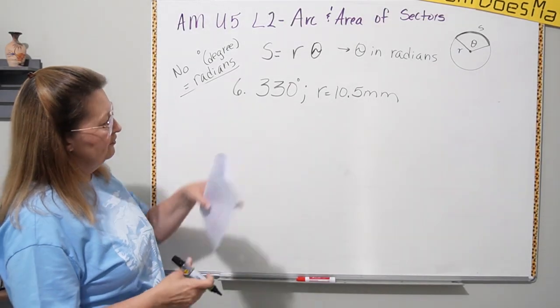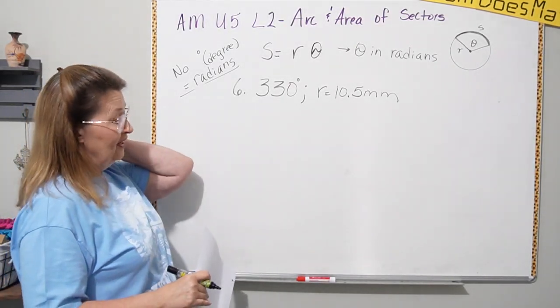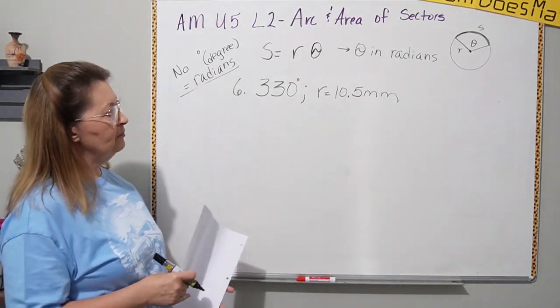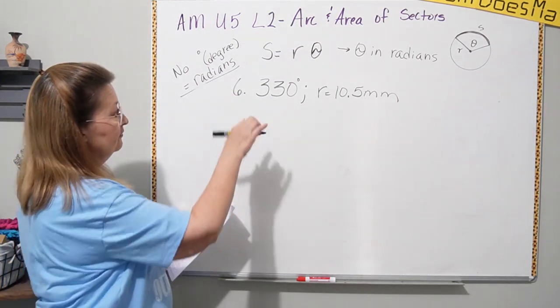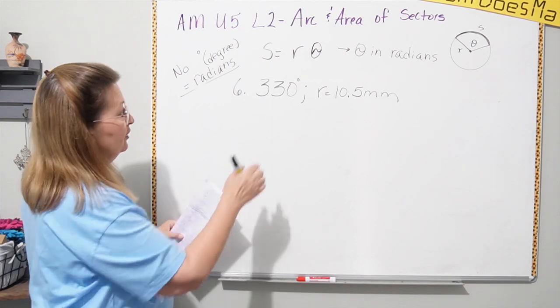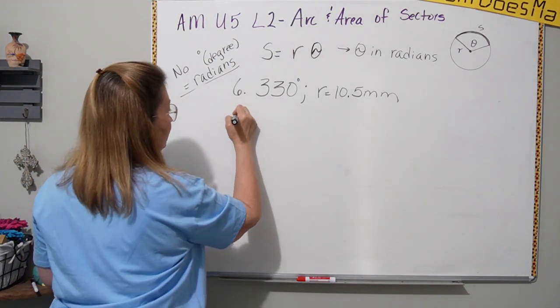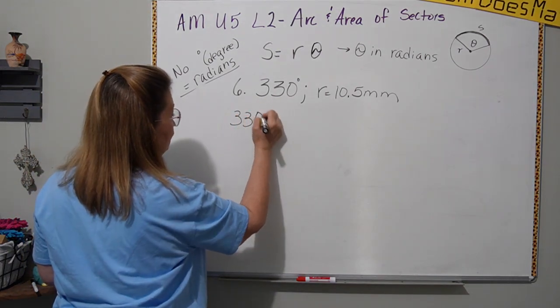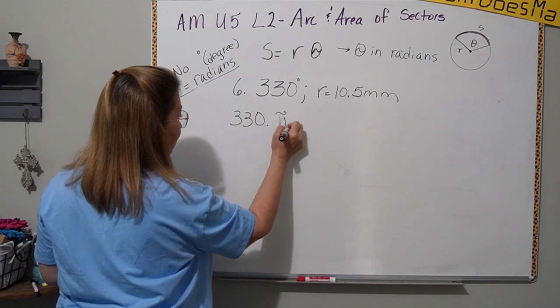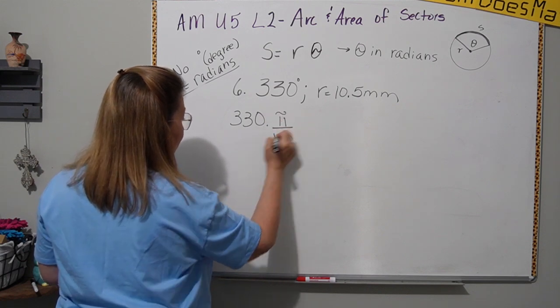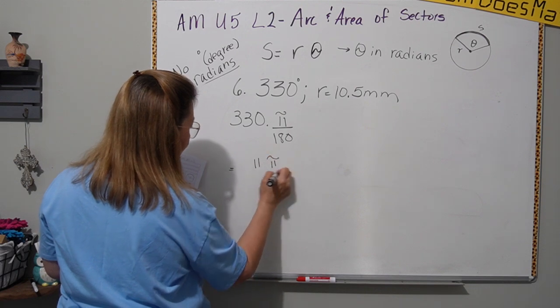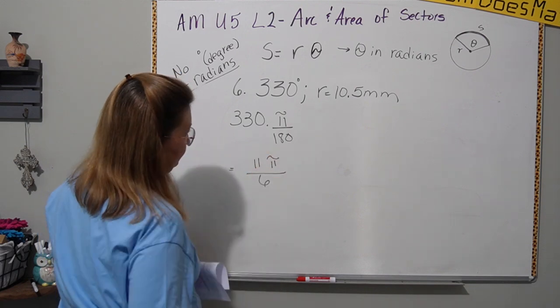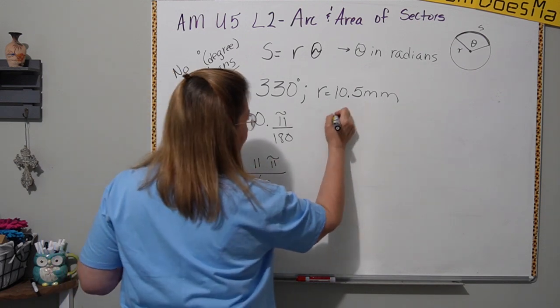So for number 6, we have a 330-degree angle, and the circle has a 10.5 millimeter radius, and we want to find the length of the intercepted arc. So, since this is degrees, the first thing you're going to have to do is change it to radians. So we're going to multiply by pi over 180, and that will reduce down to 11 pi over 6. All right. So now we're ready for the formula.